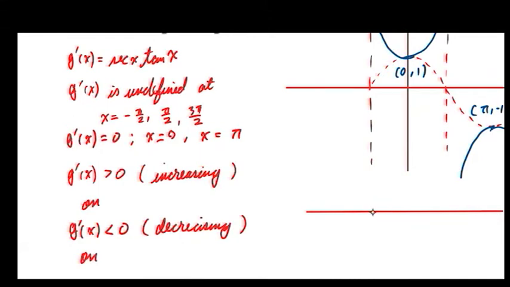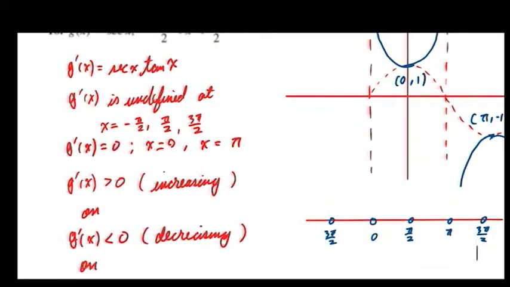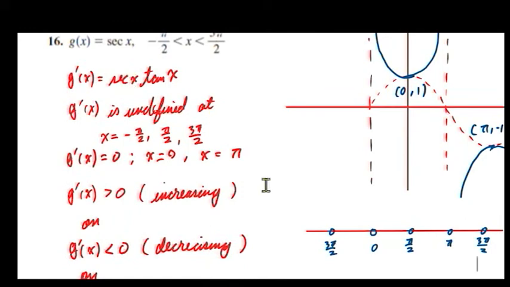Let's put 0 here. And then this is 0 and this is 3 pi over 2. And we need pi over 2 here, and pi right here, and 3 pi over 2. Now we plug in points, because we don't have to plug in these points. Either it's 0 or it's a vertical asymptote now, isn't it? Now we plug in points to see whether this thing is positive or negative.